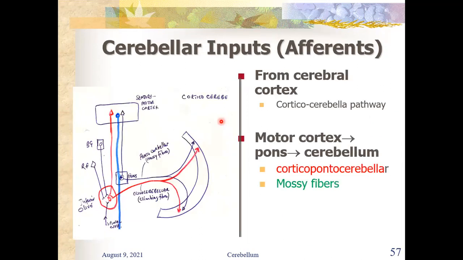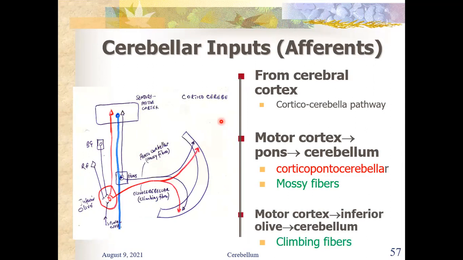So we also have other inputs to the cerebellum. We have input from the cerebral cortex via the corticocerebellar pathway, as we have seen, the corticopontocerebellar pathway. So we have the pathway from the motor cortex to the pons, and from the pons to the cerebellum via the mossy fibers.